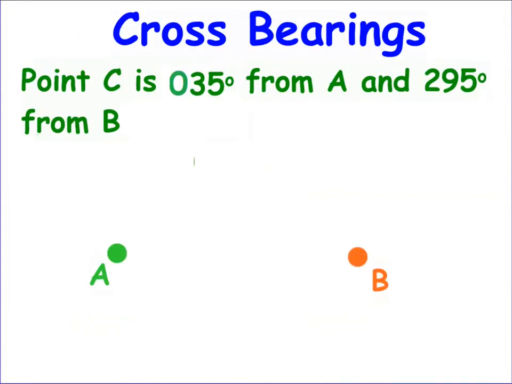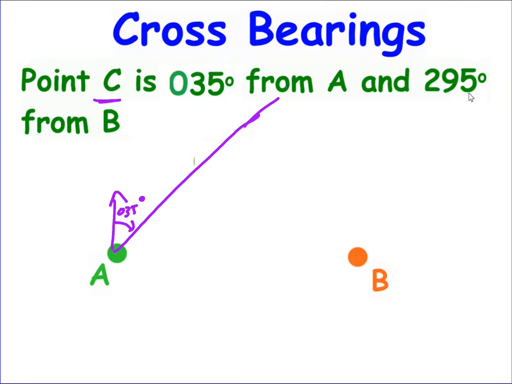Finally, you can find cross bearings by drawing the bearings from 2 points, and where they cross you can find the third point. So here's an example for us. In order to find point C, we need to draw a bearing of 035 degrees from point A, and it needs to be 295 degrees from point B. So from A, in other words using A as a reference, we need to measure clockwise around 035 degrees and draw a straight line. So that's 035 degrees, and we draw a straight line off to infinity.